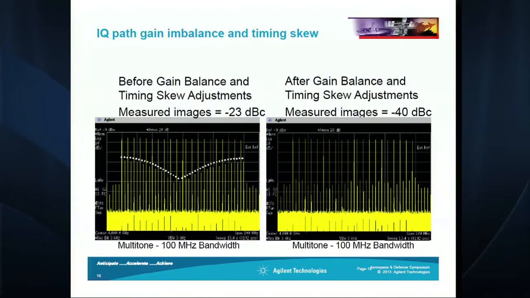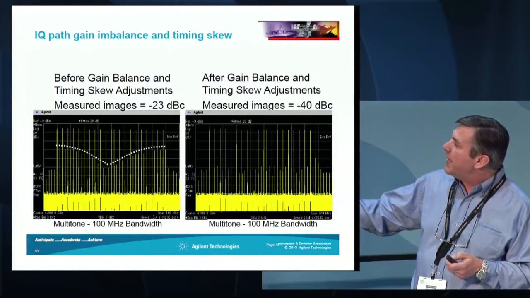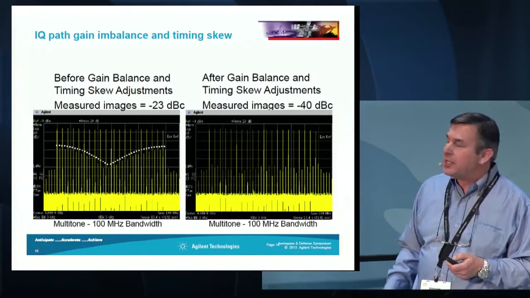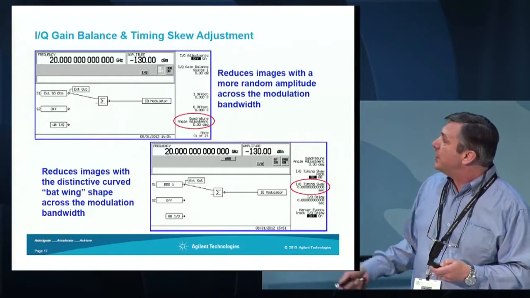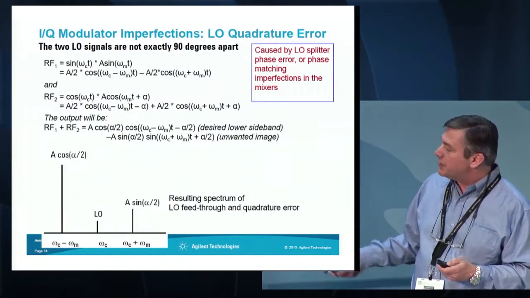Here you can see kind of a curve, a bird or bat wing effect of the images showing up here in this multi-tone signal. We're using 100 megahertz of bandwidth to illustrate this. It's hard to see, but you can see a lot of these images or tones showing up there. Basically, yeah, similar to this.